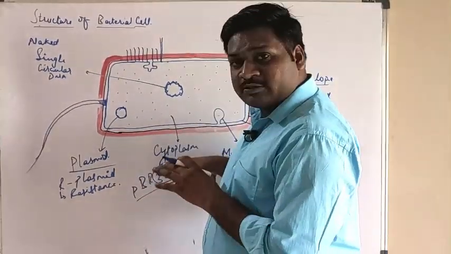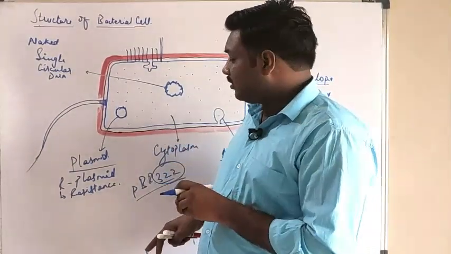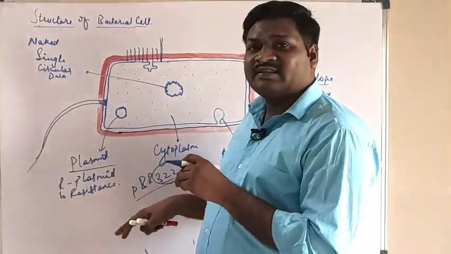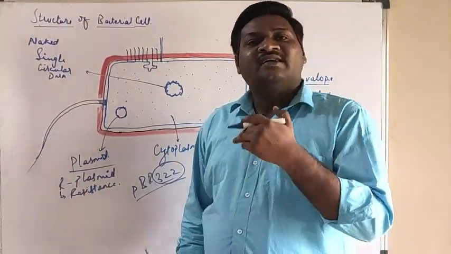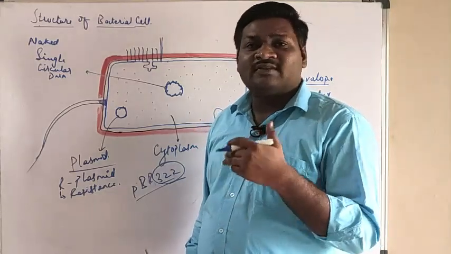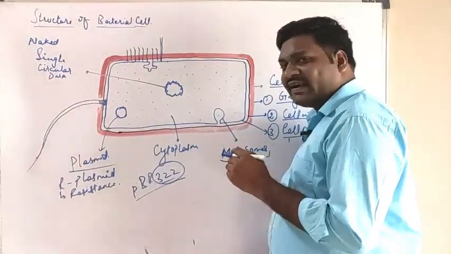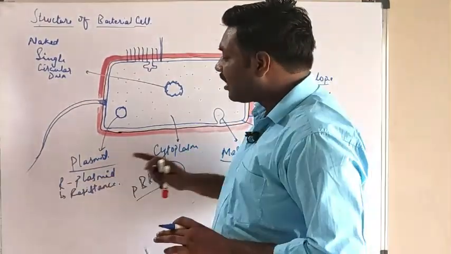So this plasmid consists of certain genes on it, and these genes are the antibiotic resistance genes: ampicillin resistance gene, tetracycline resistance gene. It can also have kanamycin. So different antibiotic resistance genes are present on the plasmid. That is called the R plasmid.